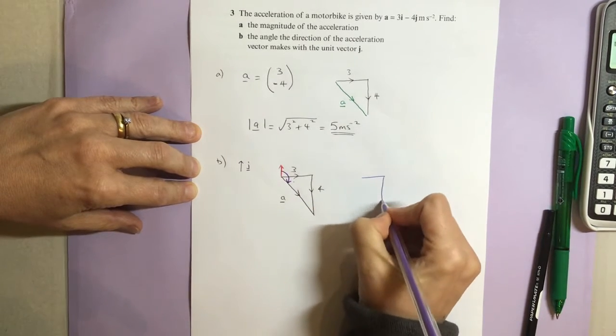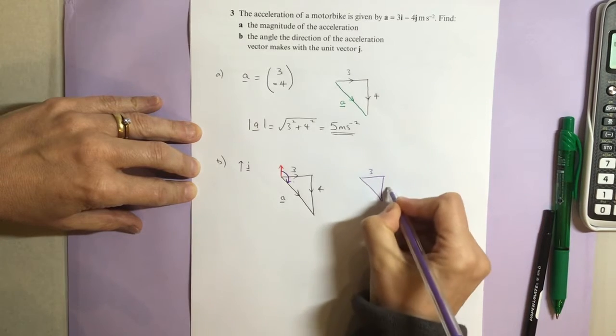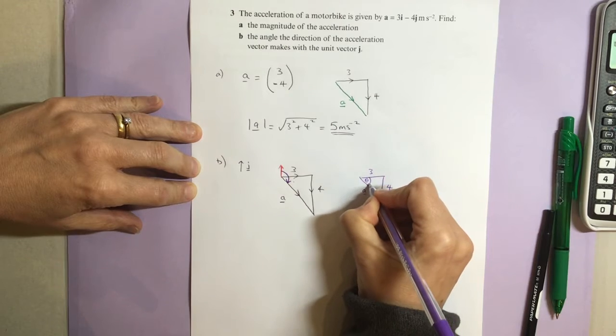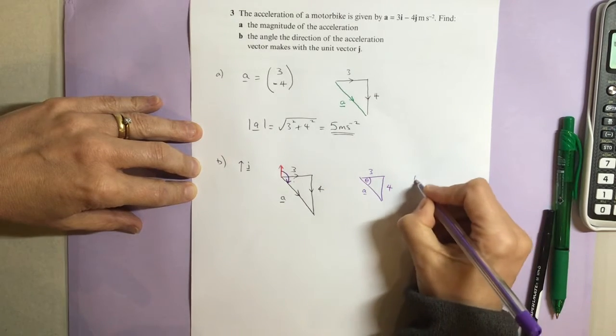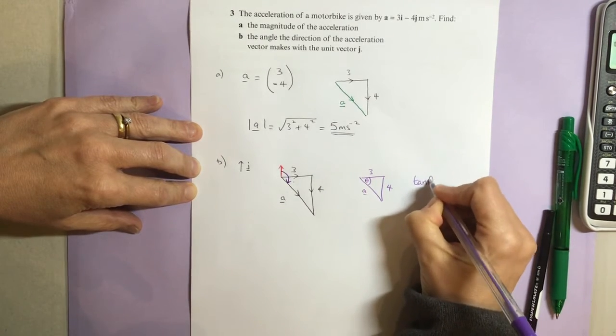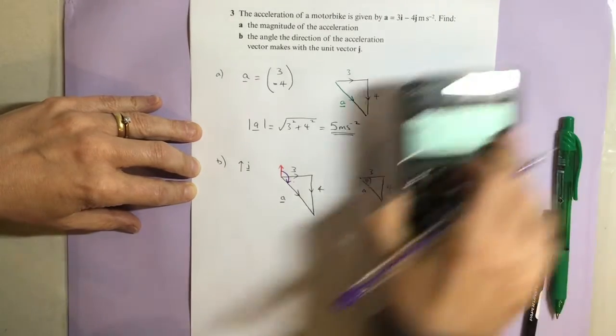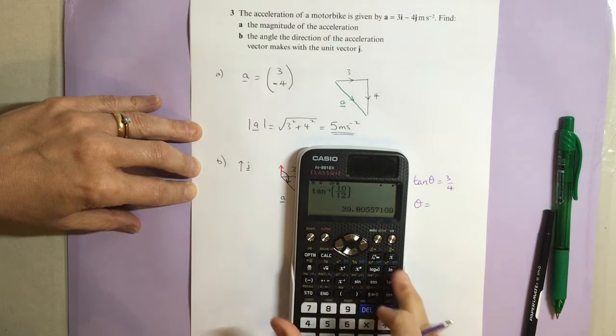So let's look at my triangle. So again, this angle here, tan theta is 3/4. So another inverse tan question.